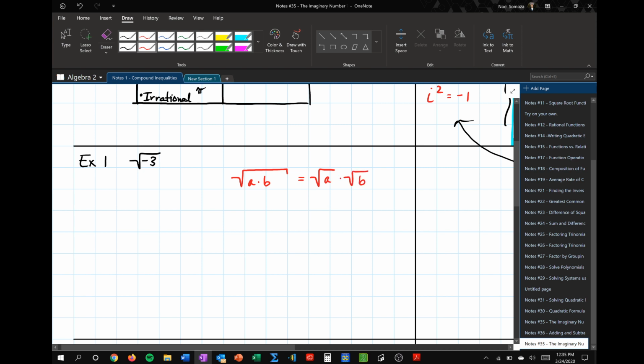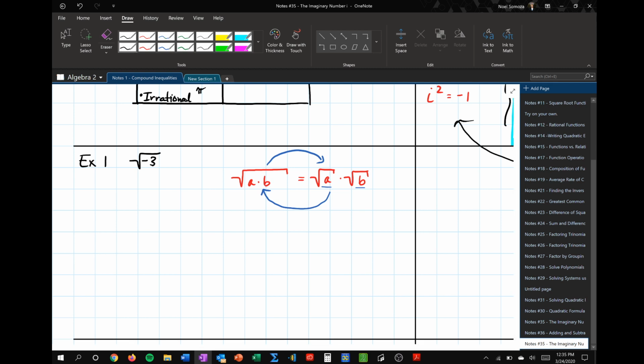Okay, that rule applies in both directions. So that means that if I have a number and I can find the product of a times b inside, I can split that up as the product of two separate square roots. If I have two separate square roots, I can multiply the numbers on the insides to go backwards. So it works in both directions, right? It's like a two-way street.